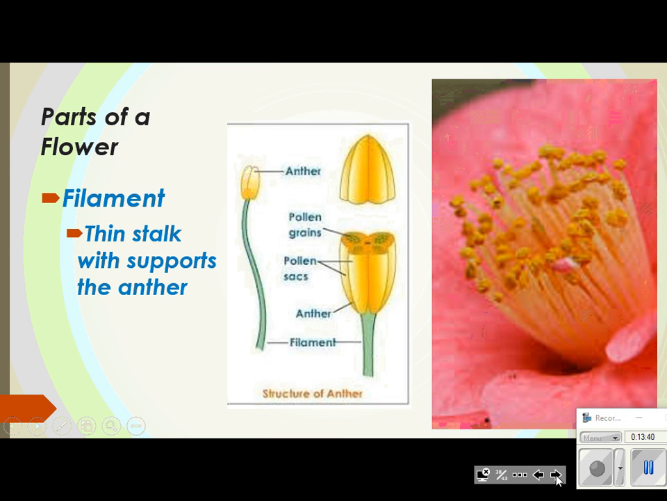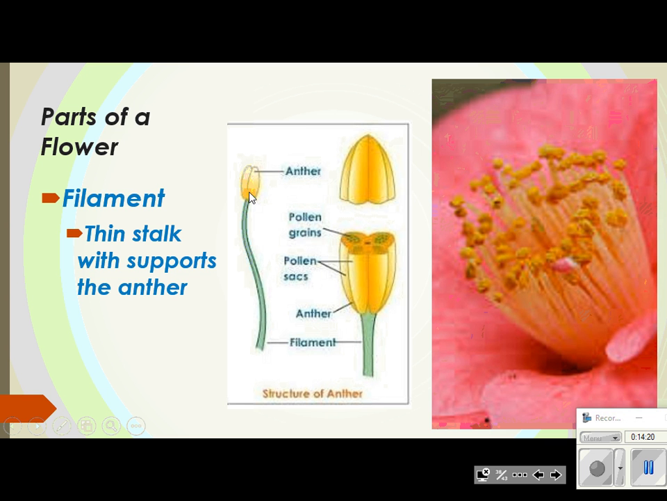The filament is the second part of the male stamen. The filament is the thin stalk that supports the anther. So if you look at this live diagram of this flower, all these thin stalks down here are the filaments. And on the top of the filaments are these little orange puffier things. Those are the anthers.